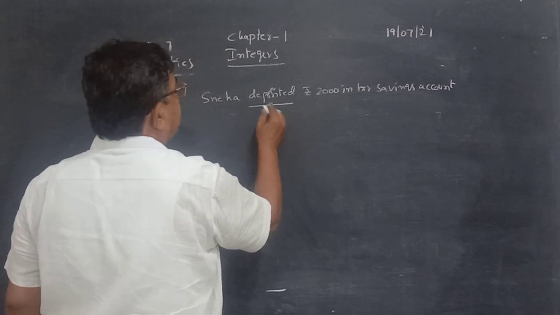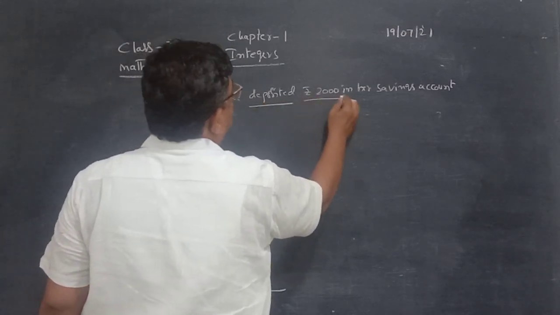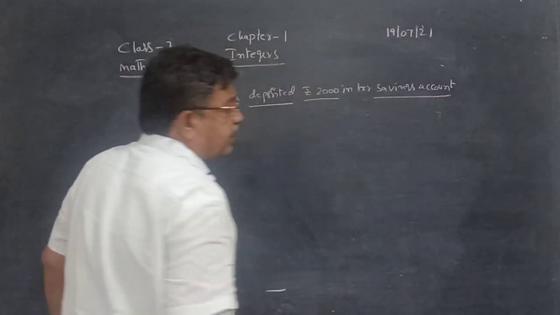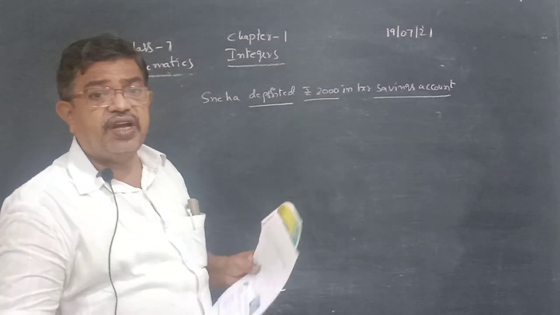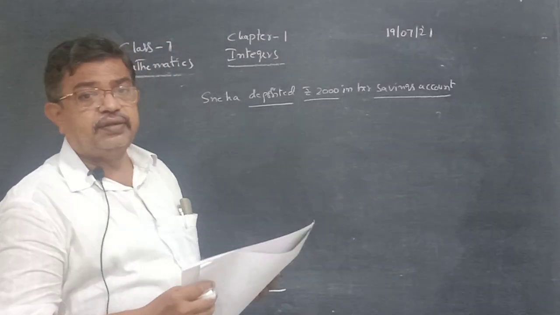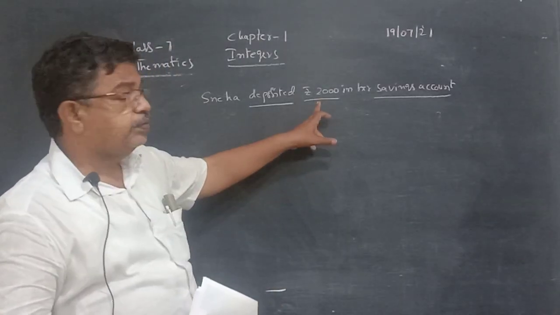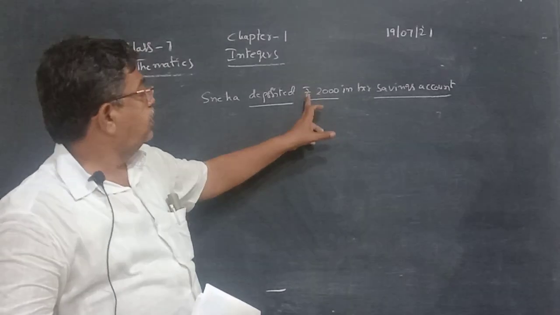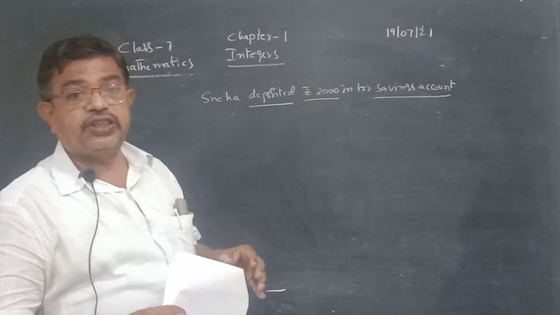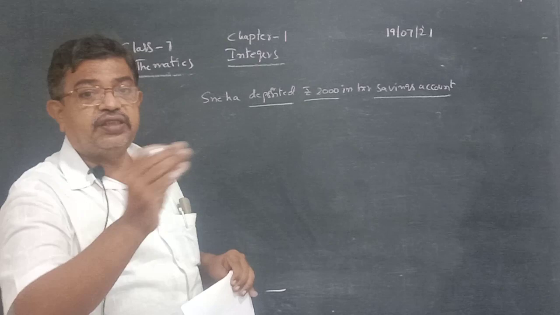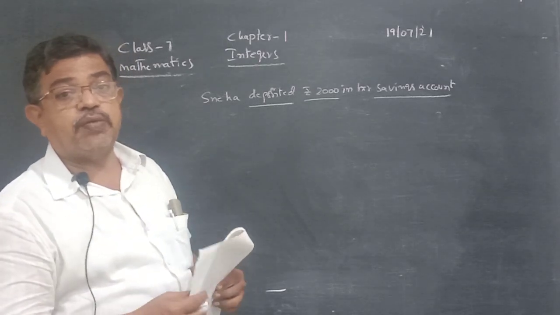What did she do? She deposited rupees 2000 in her savings account. That means she is saving her amount in the bank. How much? 2000 rupees. Deposited in the bank means she is not spending it. She is saving the money. So savings comes under plus.